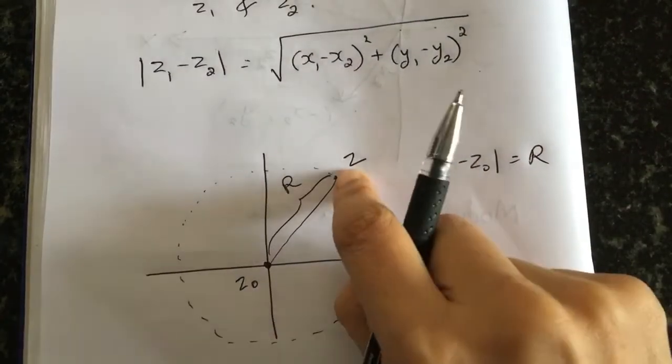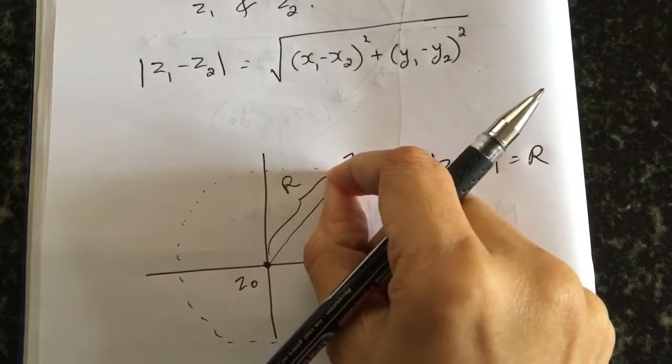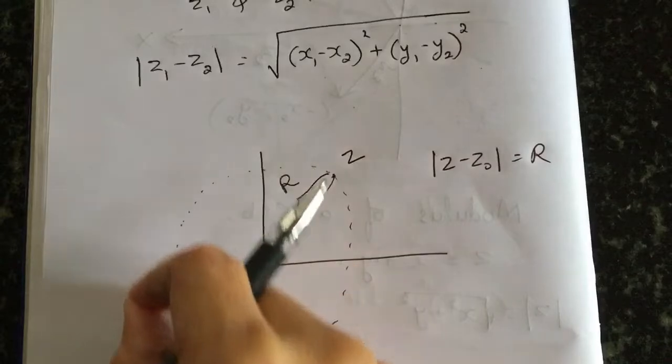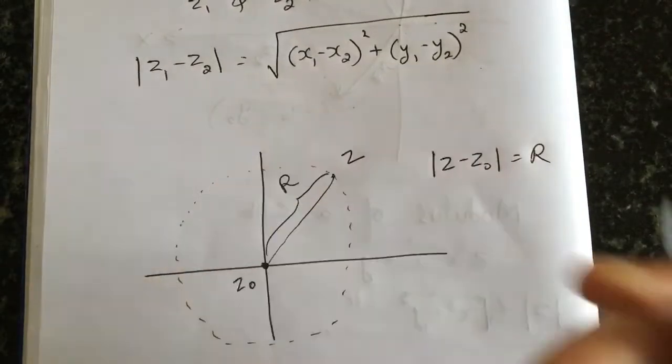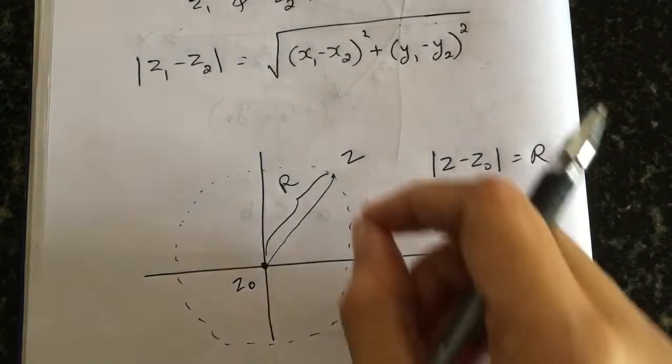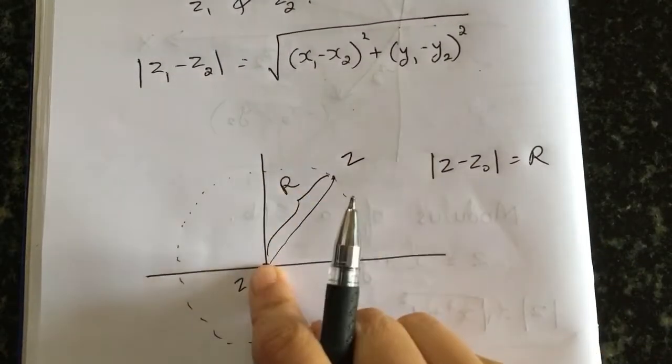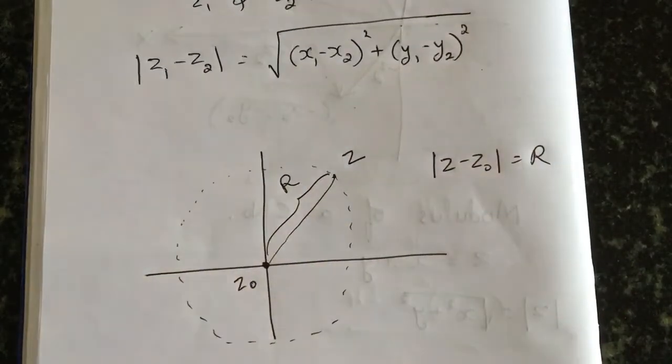So when I say z corresponding to the points lying on the circle, it rotates depending on the real values and imaginary values. It rotates and it forms a circle, and the radius of that circle is mod z minus z0.